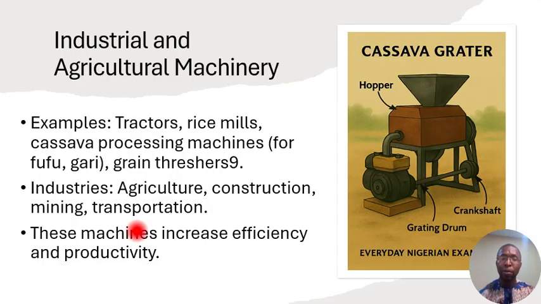All right. Now let's talk about some of these industrial machines. For example, we have the tractors. Okay, we have the rice mills. We have the cassava processing machine. We have the grain threshers. All of these are industrially used to produce. The purpose of these machines is to increase productivity and efficiency.